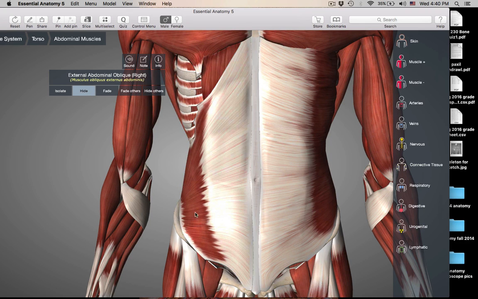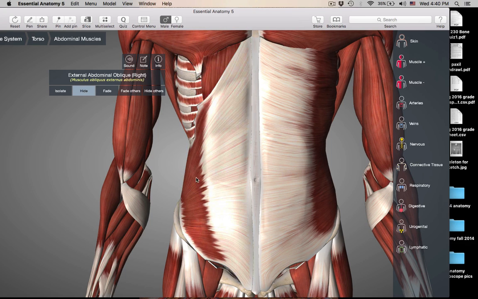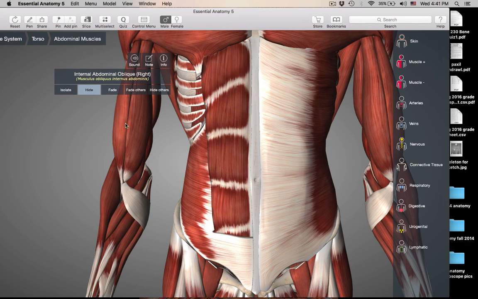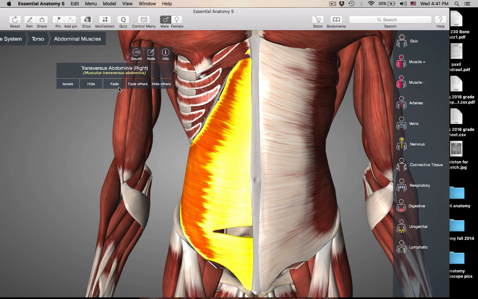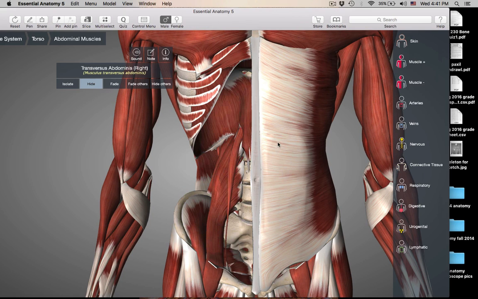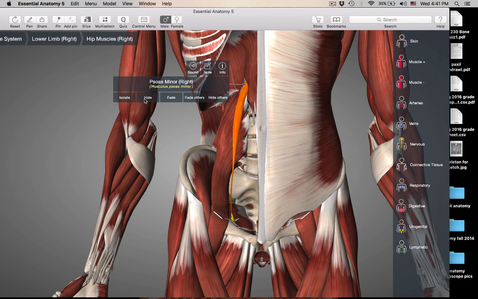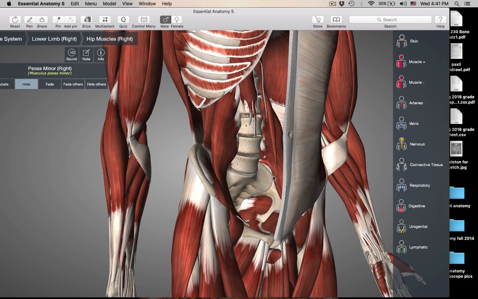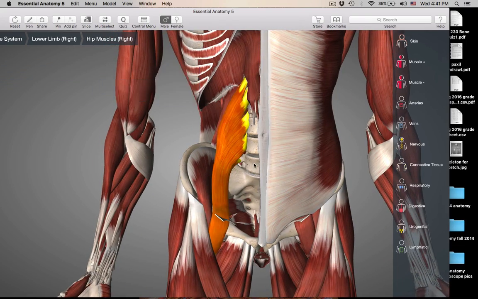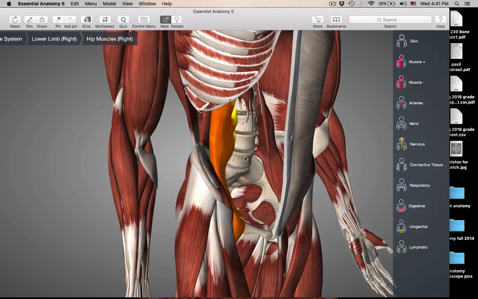So we're going to hide that. And here is our internal oblique. We're going to hide that one. And here's the rectus abdominis, hide that. And the transversus abdominis, hide that. And we're going to get rid of this little muscle too. So I want to show you that this muscle, the psoas major, is this one. And he is way back in here, way back in the abdominal cavity.